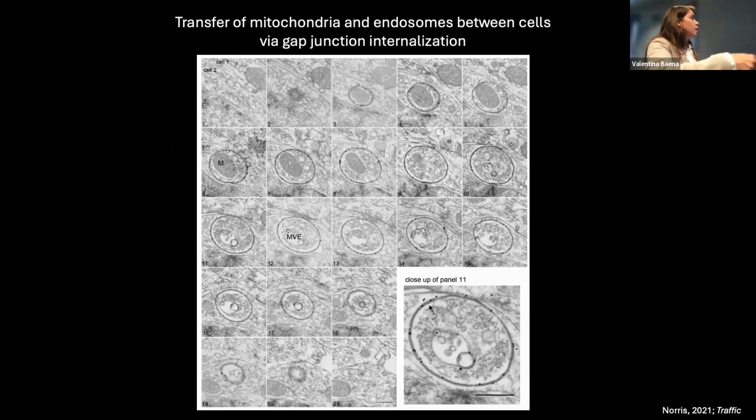So this is a more recent paper where she's been able to see that these internalized gap junctions sometimes have entire mitochondria within them, multivesicular bodies, all sorts of structures. And this is a blow up of one of these panels. And what you can appreciate here is that inside the internalized gap junctions, there are connexin 43 positive membranes within it, which is quite interesting.